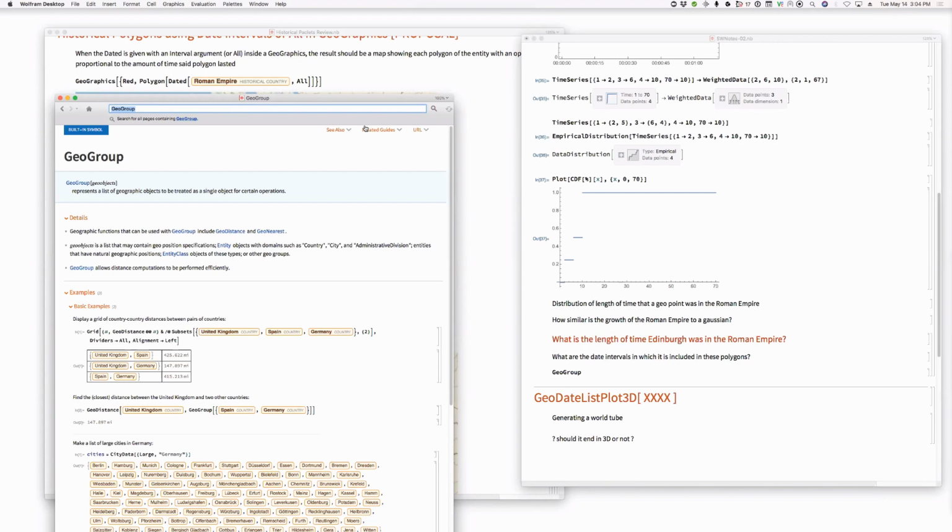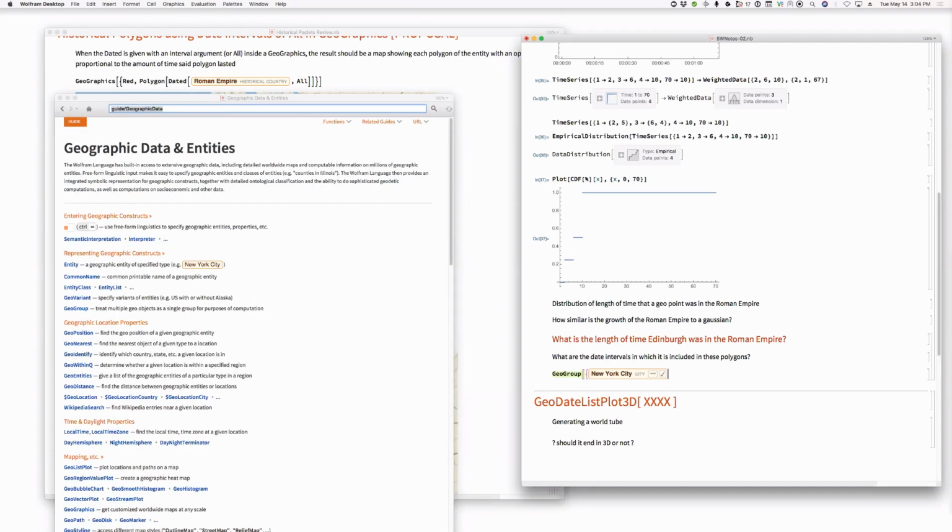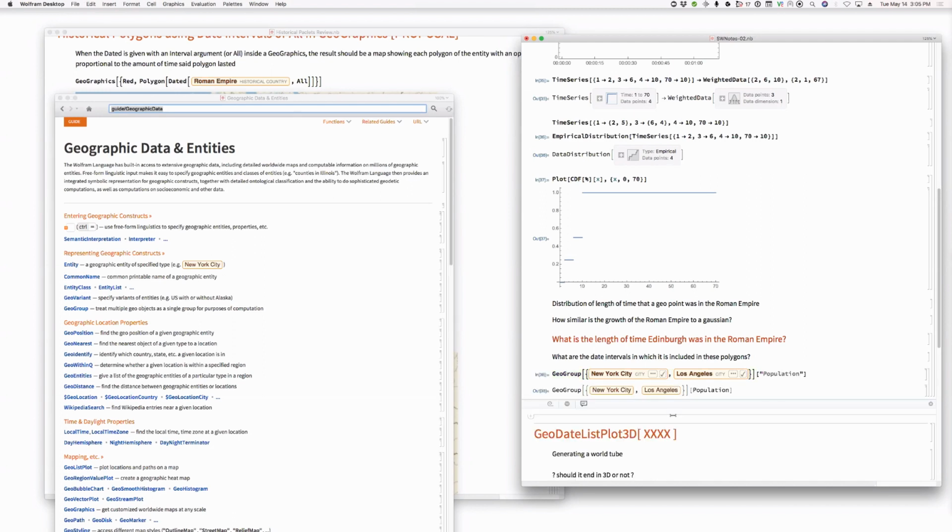Okay, so if I were to say then geogroup of, hello, can you hear me? Yes. Sure. Geogroup of NYC, LA, so I could say that population. Is that correct? Oh, for goodness sake. Not really. It says treat multiple geo objects as a single group for purposes of computation. So why doesn't that work? Graphical computation so far. What's that? It's graphical computation only for the moment.